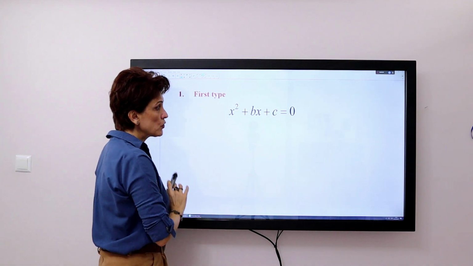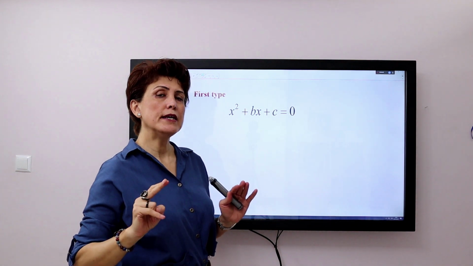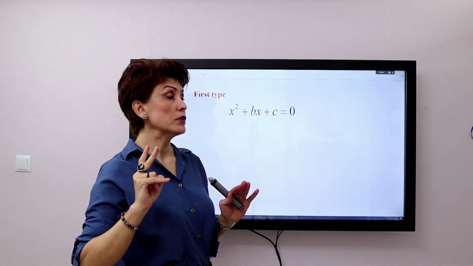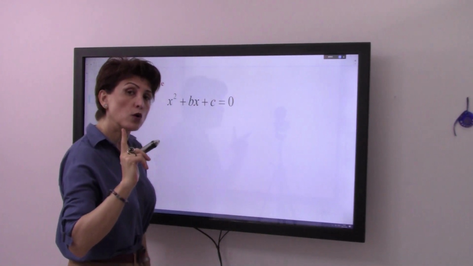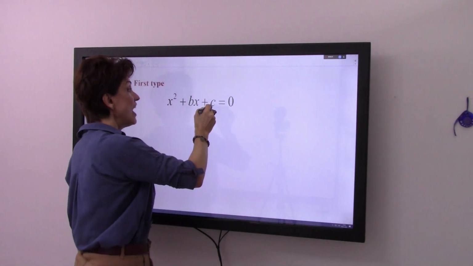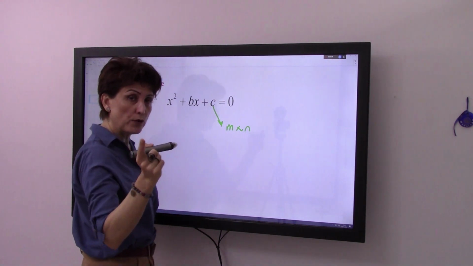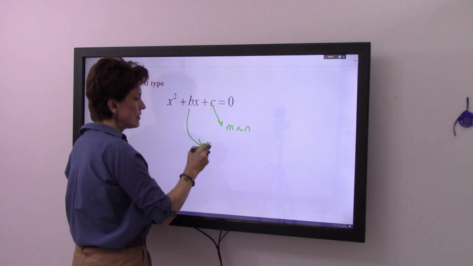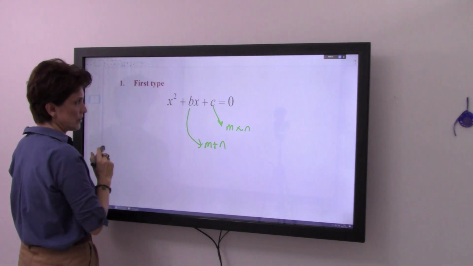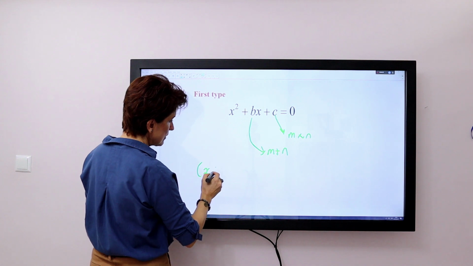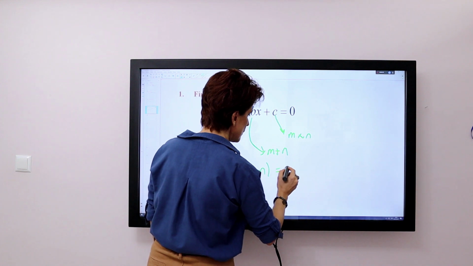Okay, here. First, look at the first type. Here, x squared plus bx plus c. To factorize the first type, we need to satisfy two different conditions. We need to find two different numbers. The product of those two numbers has to give us c, okay? And the sum of those numbers has to give us b. If we find those numbers, it is easy to factorize. How? x plus m times x plus n equals 0.